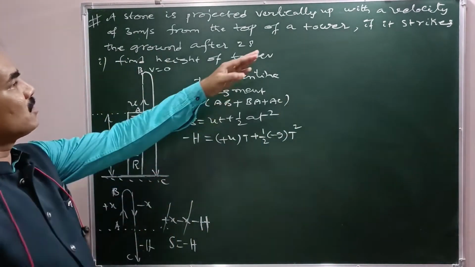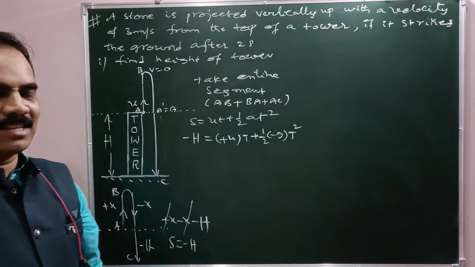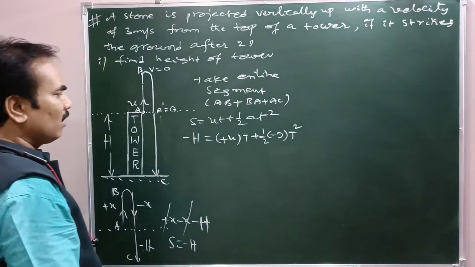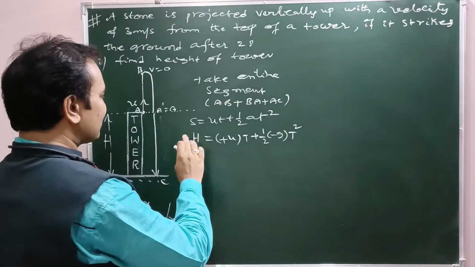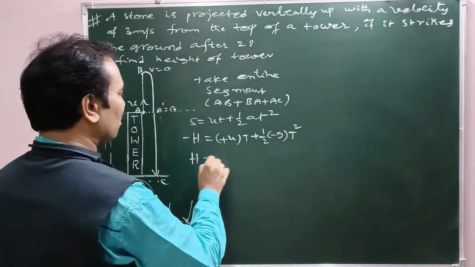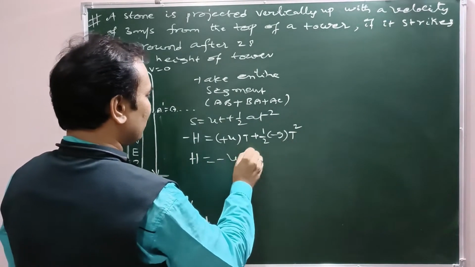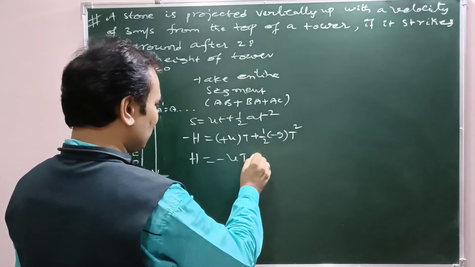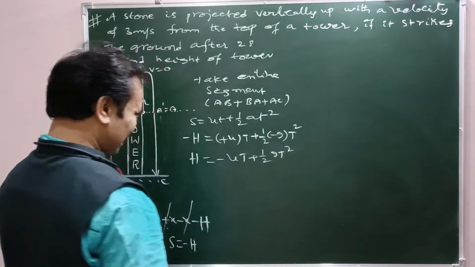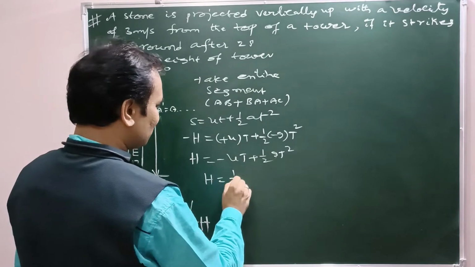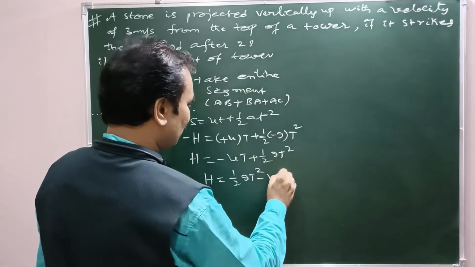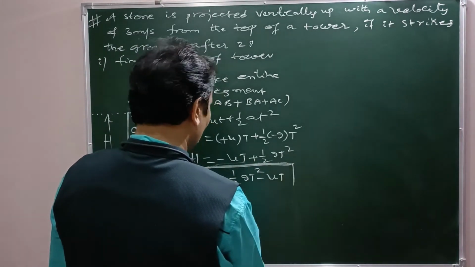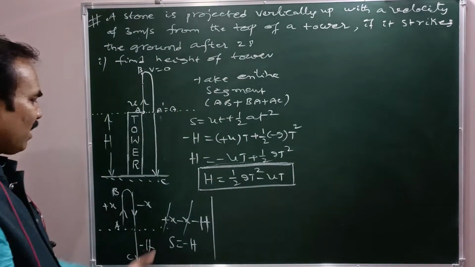Entire motion. Why? Because it strikes the ground after 2 seconds. It is nothing but the time of flight for the entire motion. So capital T is 2 seconds. Okay, now take this negative side onto the RHS, that is H equal to minus UT, taking the negative sign to that side, plus half g T squared. That is H equal to half g T squared minus U T. This is the expression for the height of the tower.